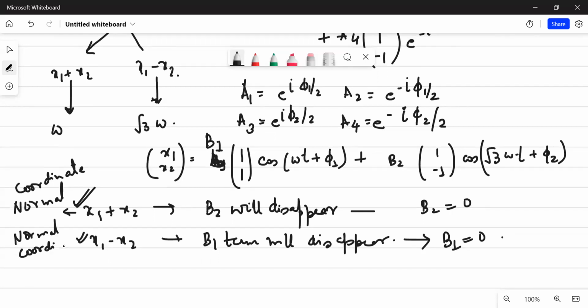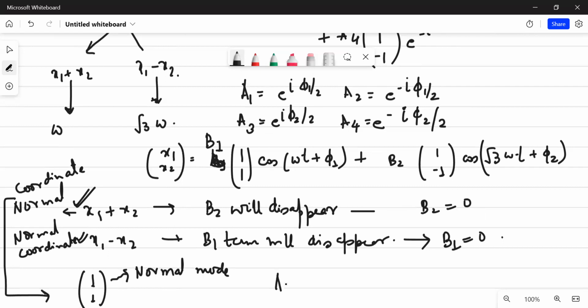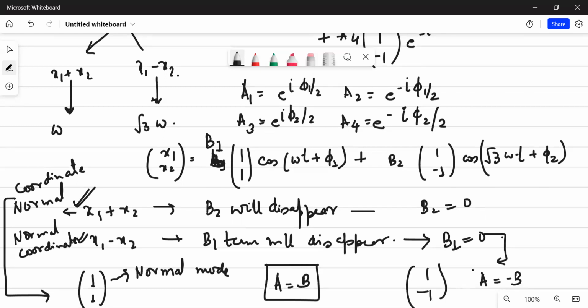So you will get the requisite for this normal coordinate. Now, corresponding to this normal coordinate, if I replace b2 equal to 0, what is the mode I'm left with? I'm left with only this mode. This is called your normal mode. Or you can say this is the mode where your a is equal to b, if you remember. And corresponding to this coordinate, another normal mode you will get. That normal mode is 1 minus 1. For this case, you know that your a was equal to minus b.